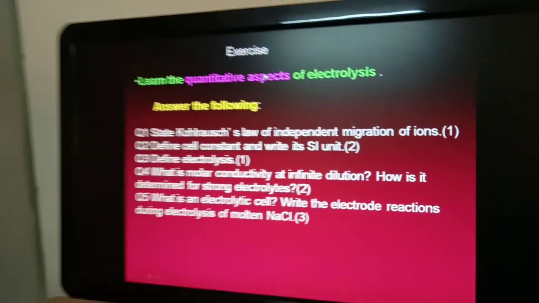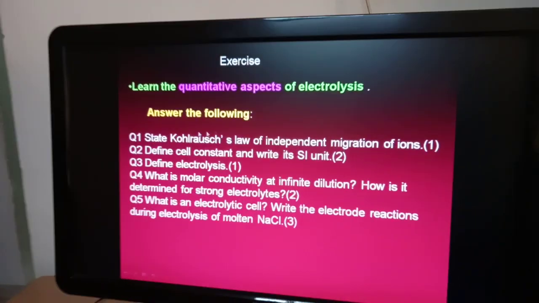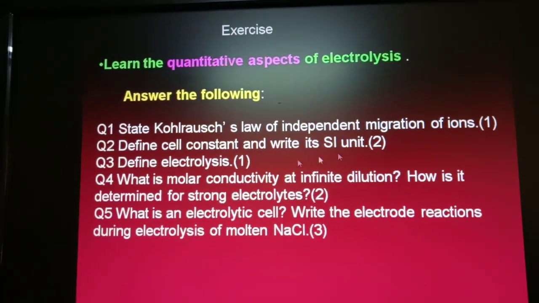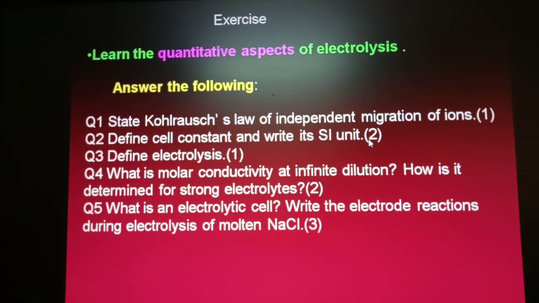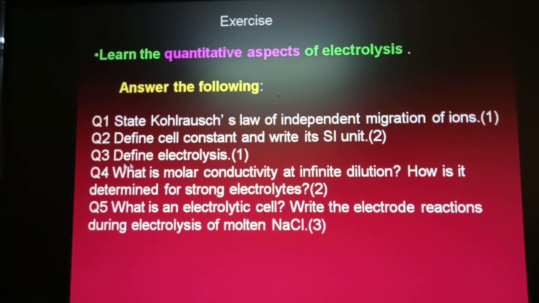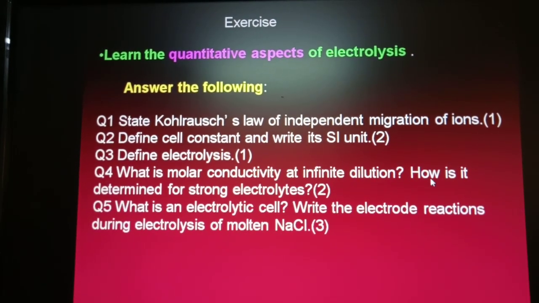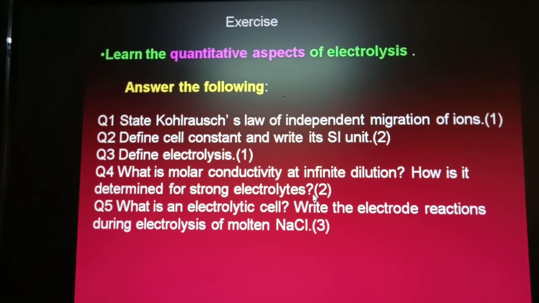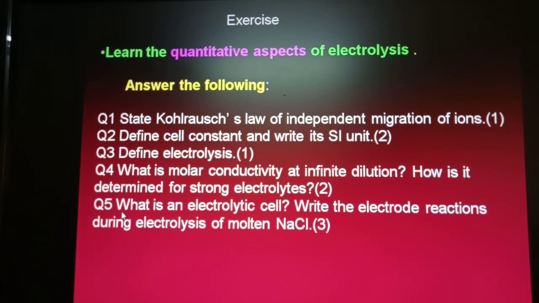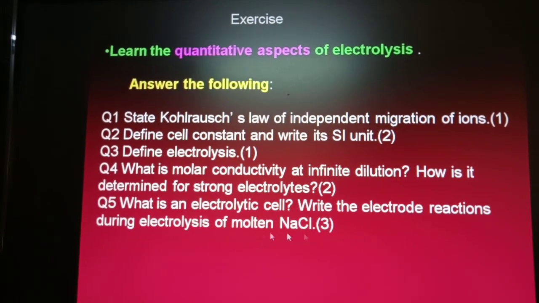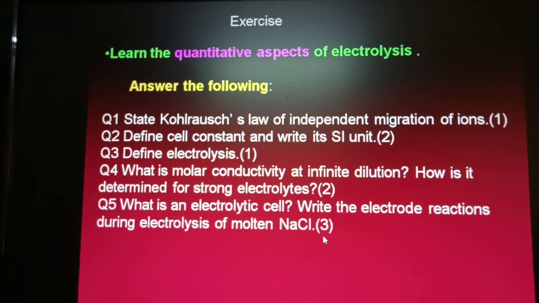Finally, today's exercise. Learn the quantitative aspects of electrolysis thoroughly. Answer the following. State Kohlrausch's law of independent migration of ions, 1 mark. Define cell constant and write its SI unit, 2 marks. Define electrolysis, 1 mark. What is molar conductivity at infinite dilution? How is it determined for strong electrolytes? 2 marks. What is an electrolytic cell? Write the electrode reactions during electrolysis of molten NaCl, 3 marks.